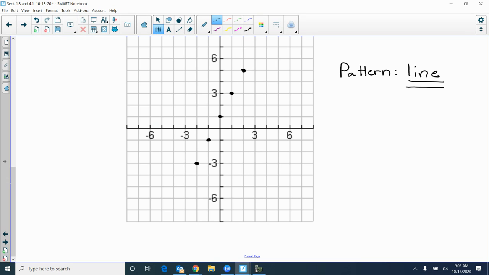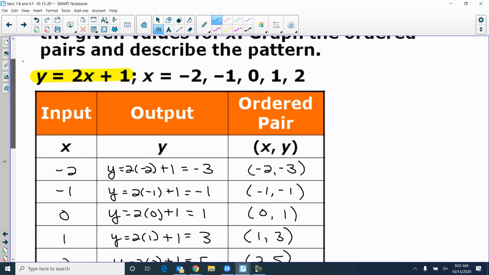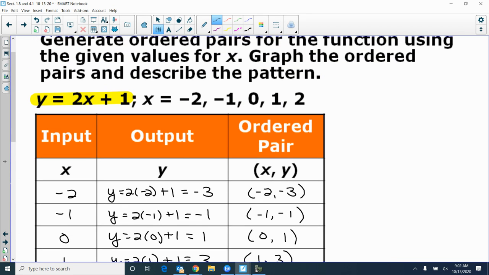What we want to do is look at the equation and figure out what part of the equation makes that pattern happen. And we'll deal with that in the next few days. Okay. All right, the next one.